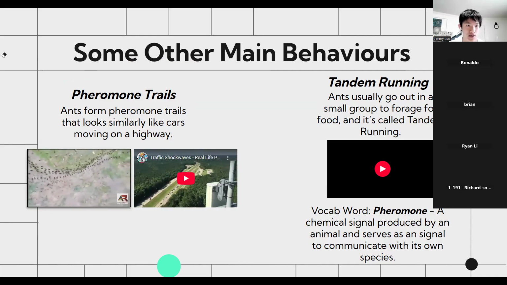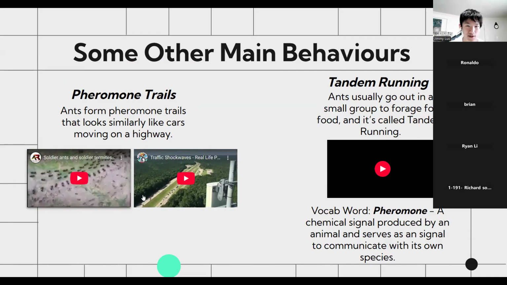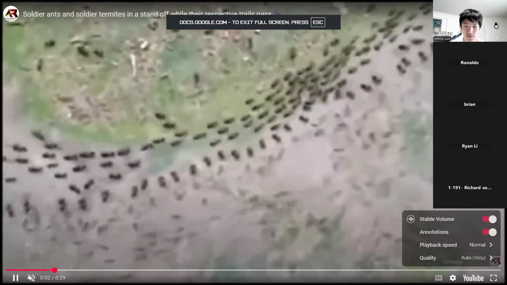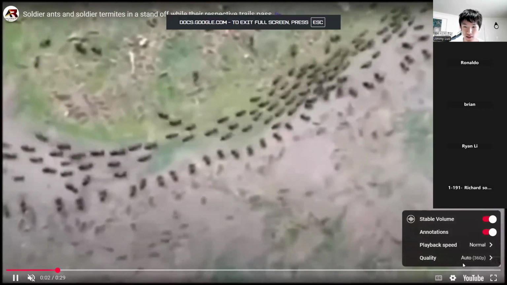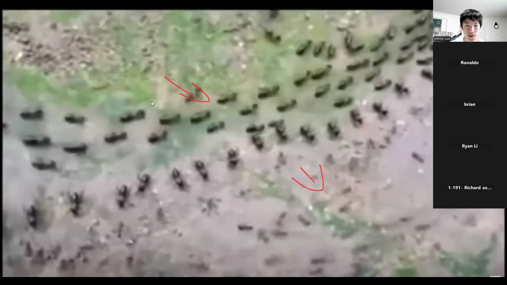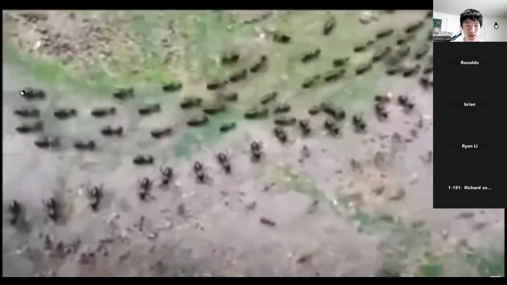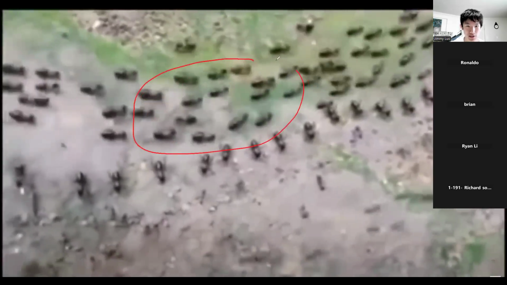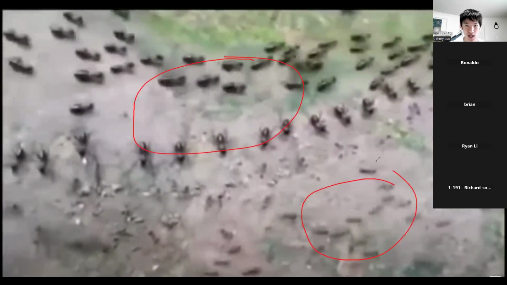We can see here in this video, it's a little bit blurry, so sorry about that. But you guys can see ants down here and ants up here walking along each other. So these guys are actually termites. I'm sorry, those are not ants. These are actually termites, and these are actual ants.